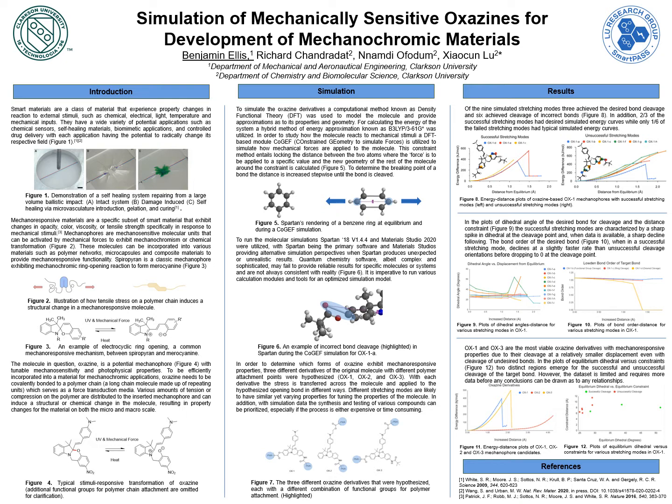The OX1 and OX3 derivatives were determined to be the most viable forms of oxazine for mechanoresponsive properties due to their relatively lower amount of displacement needed for cleavage. The plot of the equilibrium dihedral angle versus equilibrium constraint distance reveals 2 distinct regions for successful and unsuccessful stretching modes. However, before any serious conclusions are to be drawn, the very limited data set used would have to be expanded.